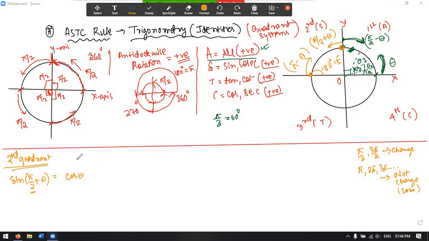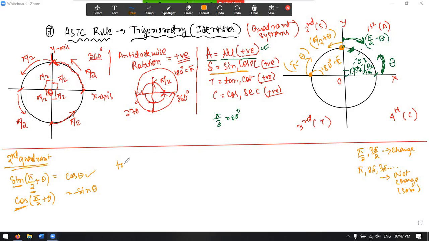Now we have to check the signs also in this case. Pi by 2 plus theta is in the second quadrant. In the second quadrant, sine is positive, so the answer will be positive. Next, cos of pi by 2 plus theta will be sine theta. It is in the second quadrant, where only sine and cosec are positive, but we are given cos. That means this will be minus sine theta.